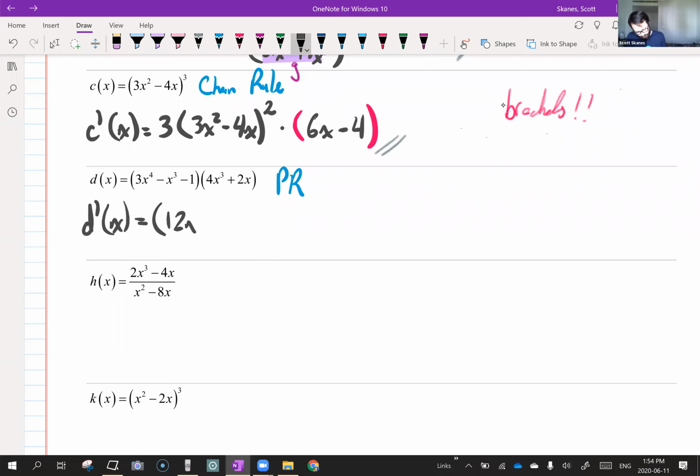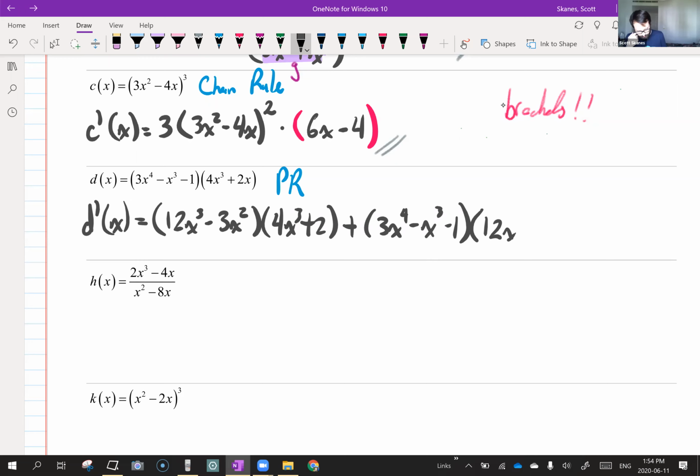Derivative of the first one times the second one, plus the first one as is, multiplied by the derivative of the second one.